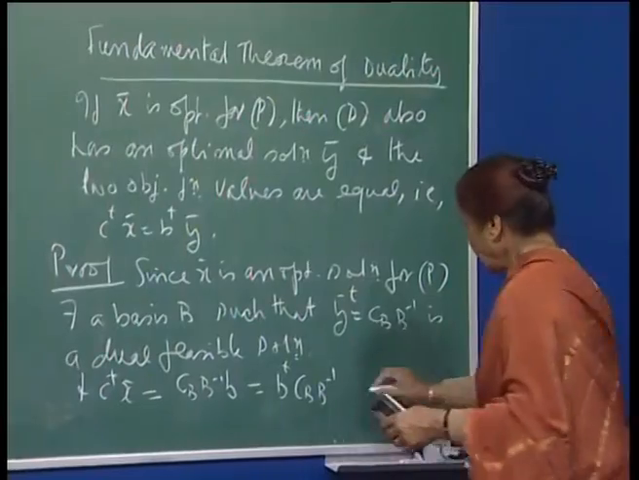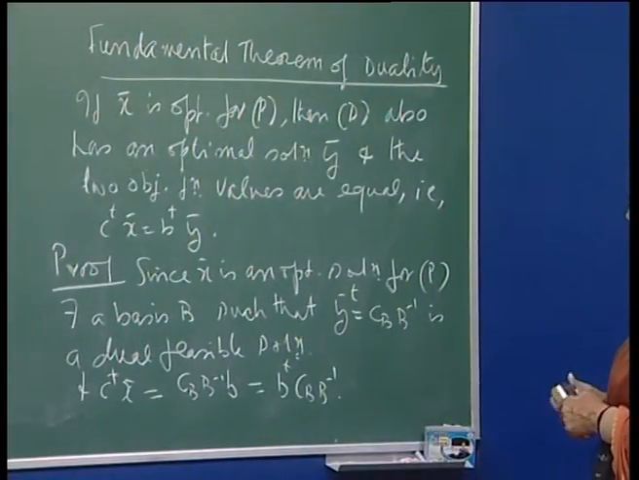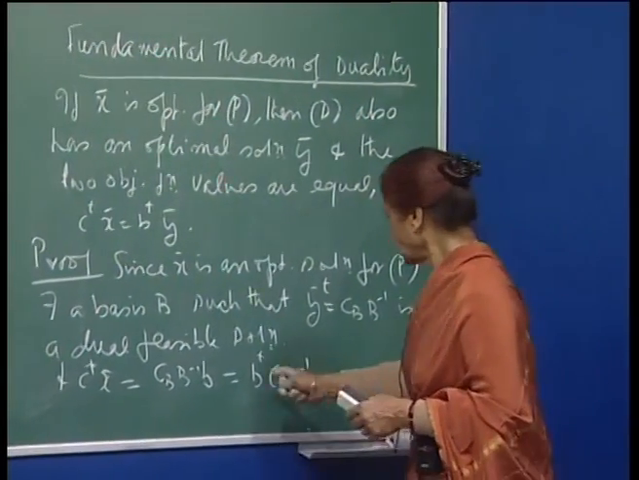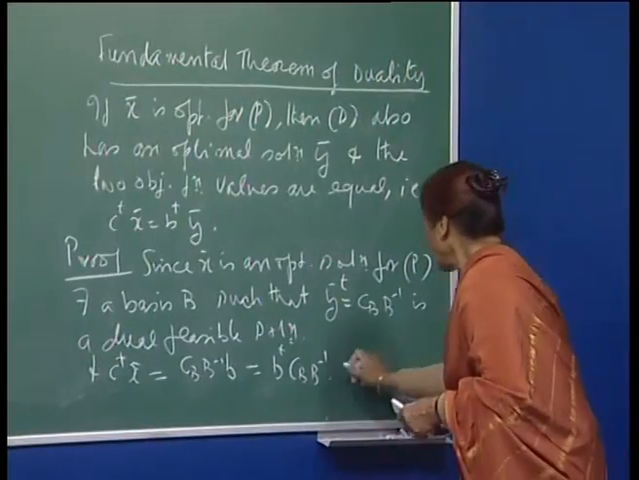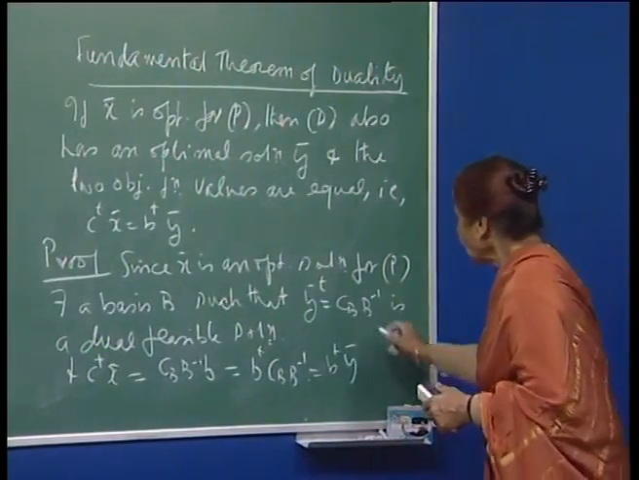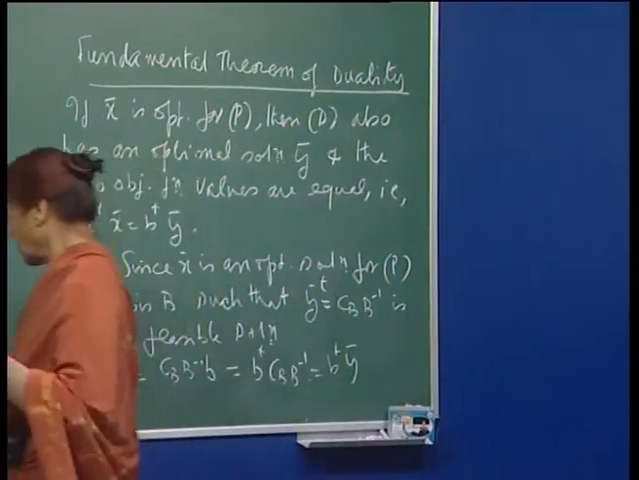Yes, here maybe you can say that the proof is not complete, because I have shown you that the two objective function values are equal, right. I have shown you that this is B transpose y bar, but then why is y bar optimal for D? So, maybe I can complete the proof here.